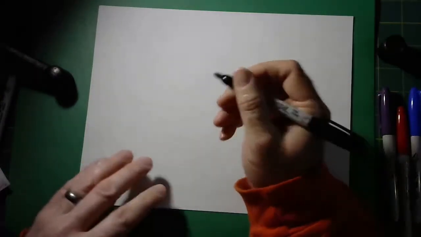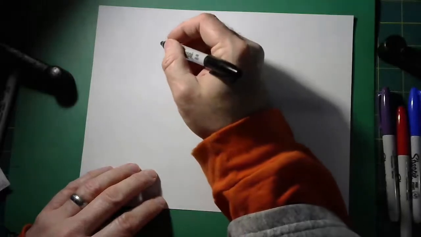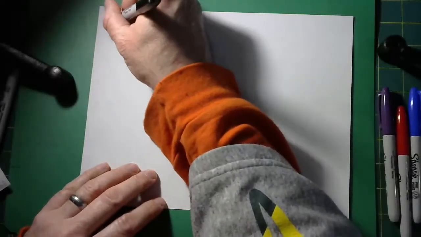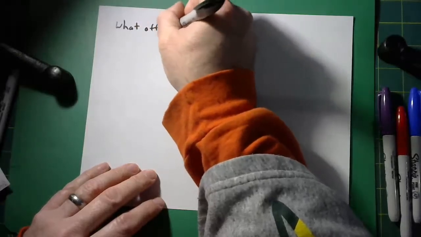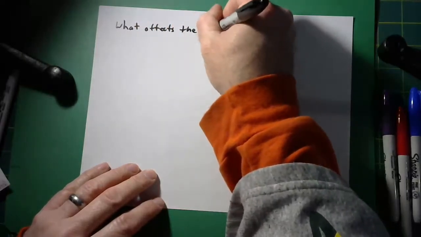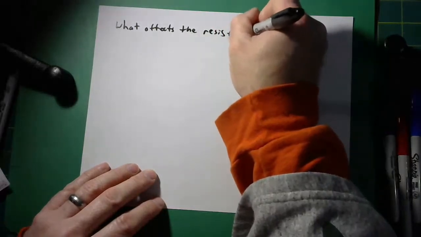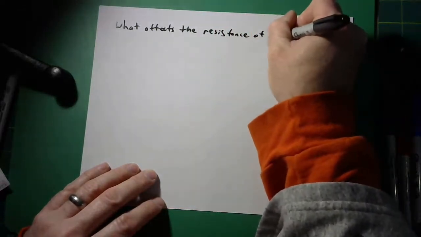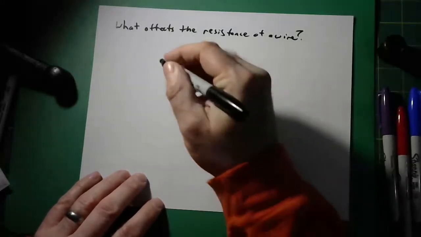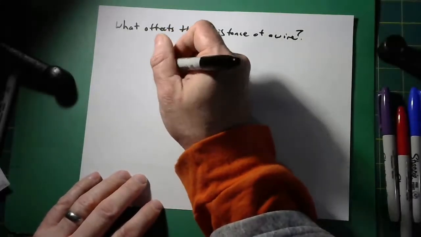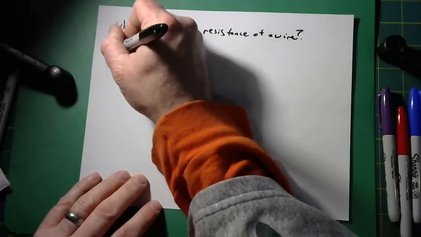So to start with, let's take a closer look at the resistance of a wire. So if we were to talk about a wire, you say, hey, what affects the resistance of a wire? And so if you think about it, one of the first factors that you would say has got to be what it's made out of.